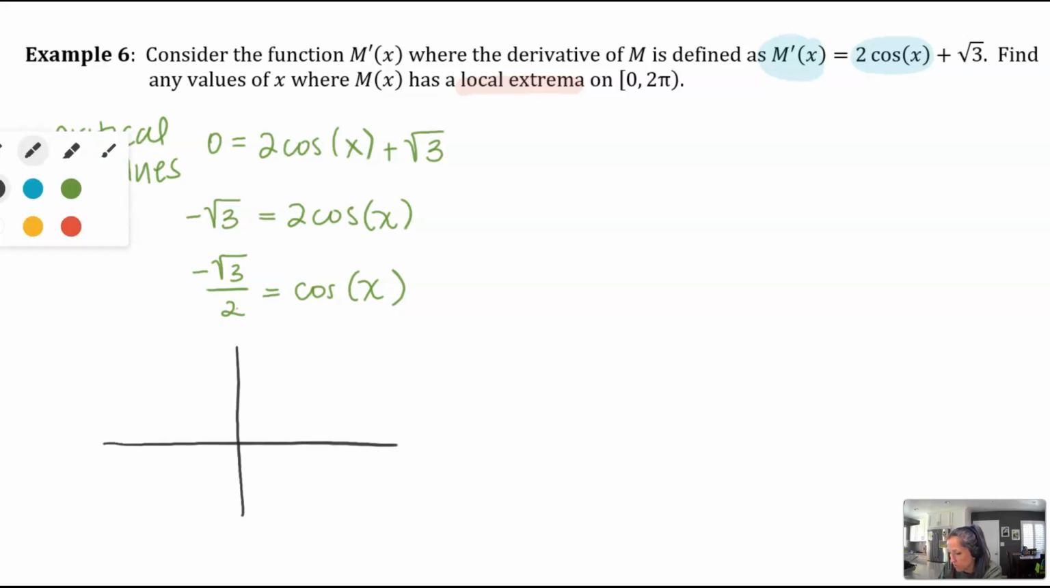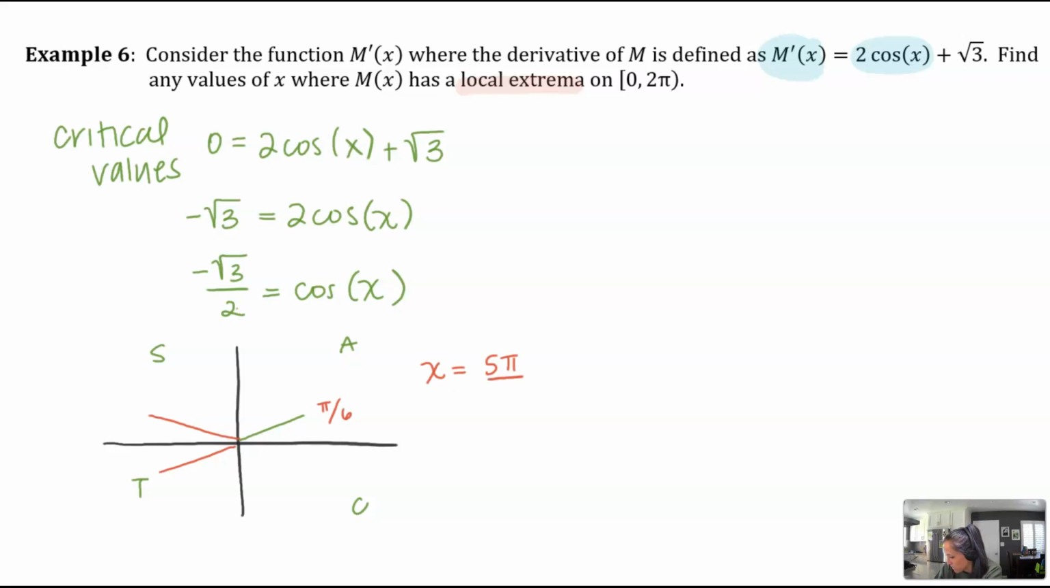So unit circle wise, root 3 over 2 is the shorter of the two, right? Because cosine is 1, then it becomes just slightly less than 1. But I need it to be negative, so I'm looking at a reference angle of pi over 6 in our quadrants 2 and 3. So our x's are going to be 5 pi over 6 and 7 pi over 6.